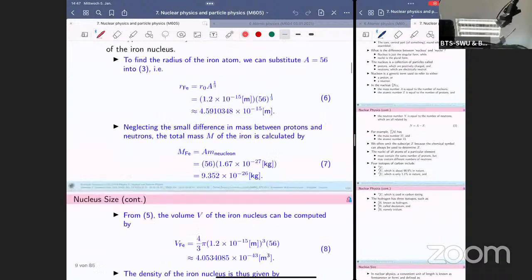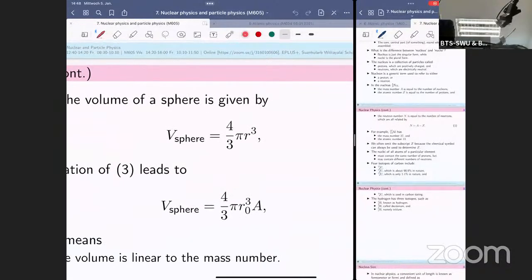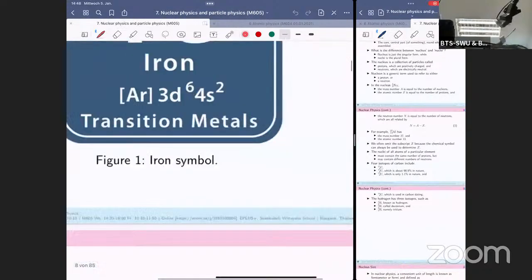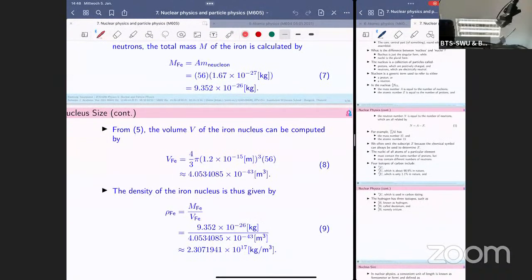VFE, right? From this one. Okay, here. 4/3 pi r0 to 3 times A, which is 56. You just use pi r squared, right? 4/3 pi r cubed times 56, and you just get the result: 4.053 times 10 to negative 43. That's the size in cubic meters of the nucleus of the iron.